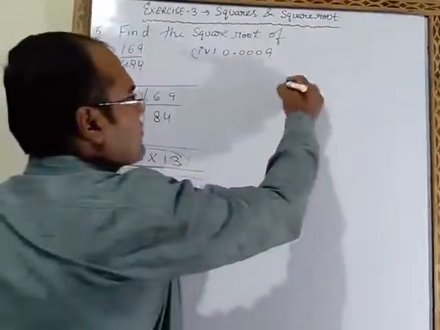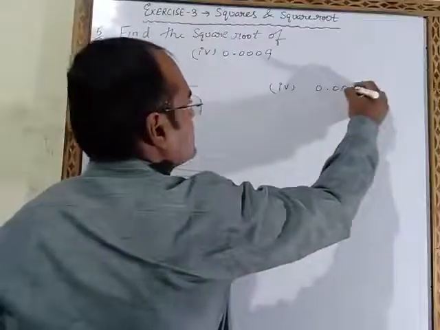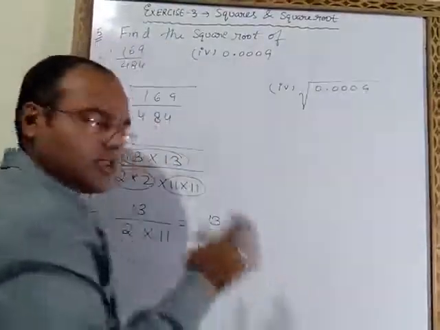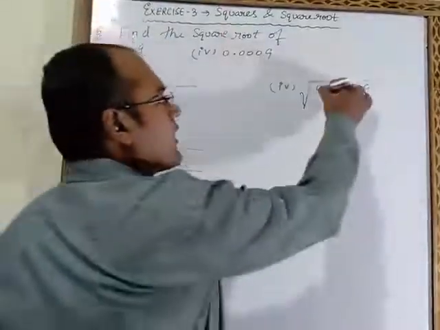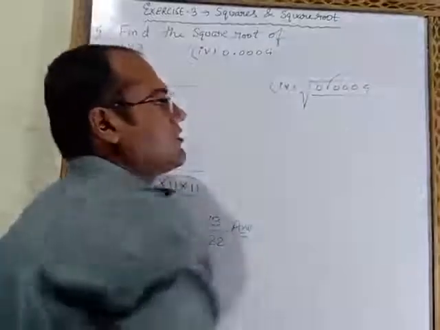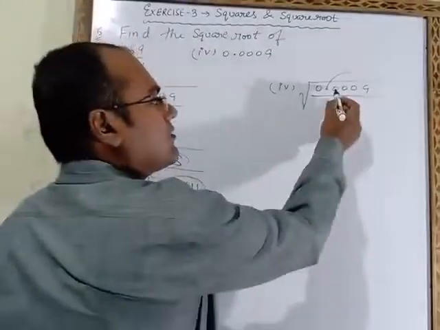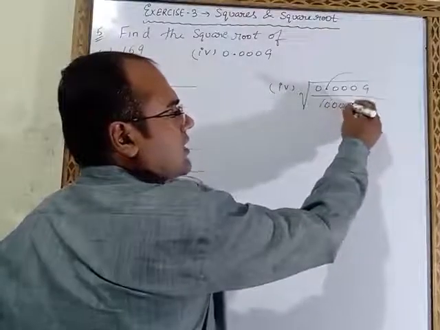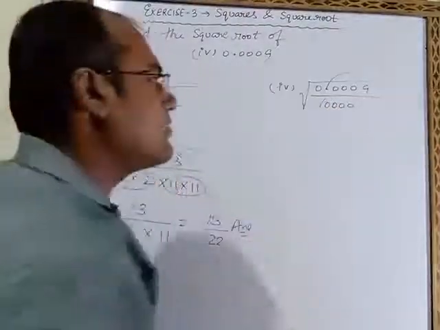Now the next part is the fourth part, 0.0009. So first of all we will put the square root. We have to find the square root. Now we will remove the point. On removing the point we have to write in the denominator: how many digits are there after the point? 4. So we have to take here 10,000.